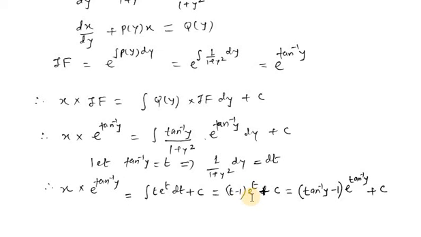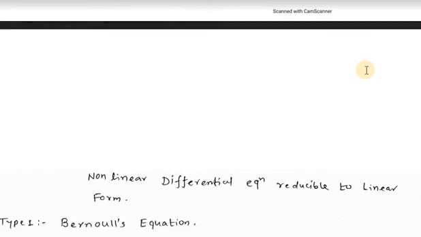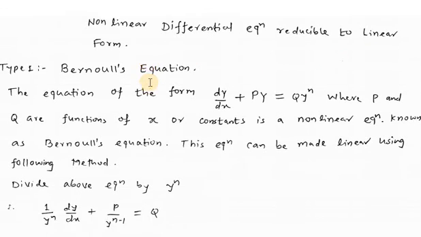So taking e raised to t common, it will become (t minus 1) into e raised to t plus c as it is, right? Now replacing t by tan inverse y. So this is (tan inverse y minus 1) and e raised to tan inverse y plus c as it is. So this is the required solution: x into e raised to tan inverse y equals (tan inverse y minus 1) into e raised to tan inverse y plus c. Now we will discuss non-linear differential equation reducible to linear form.